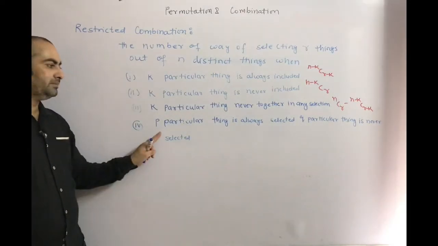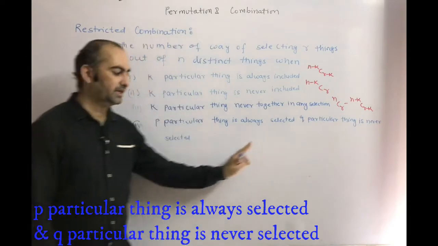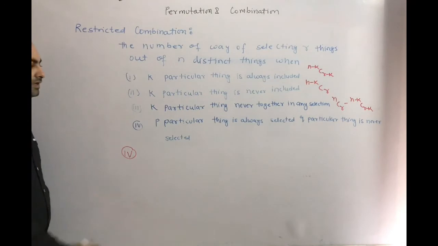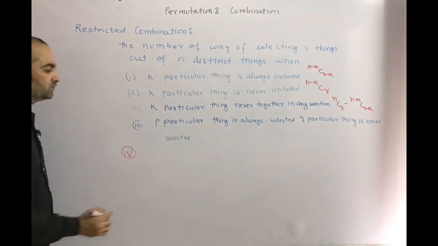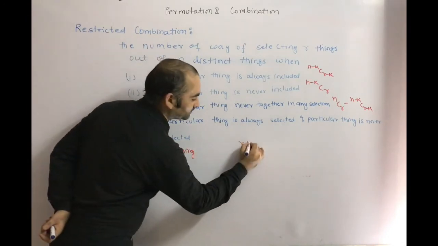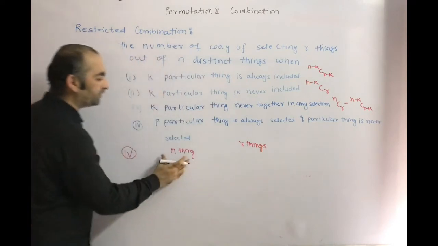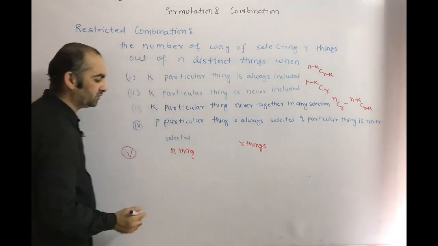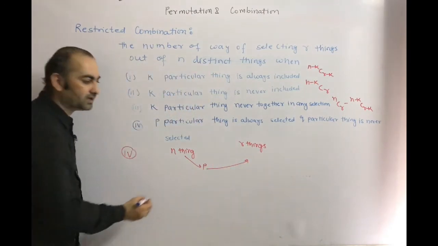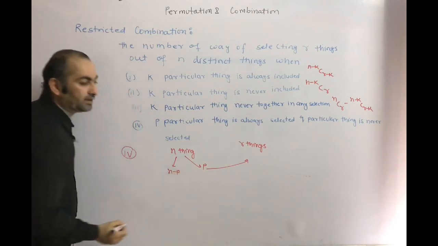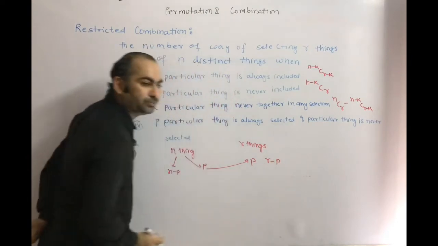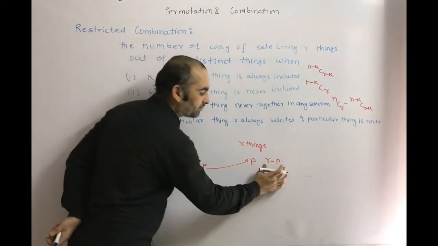And the fourth point is p particular things are always selected and q particular things are never selected. So we are solving the fourth point. According to the fourth point, we want p particular things always selected. So total things is n, and you have to select r things. Out of n things, p particular things are always selected, so we'll take out p things and send them here. The remaining is n minus p things, and p things will come here. The remaining to select is r minus p, since p things already came, so we want now r minus p things.